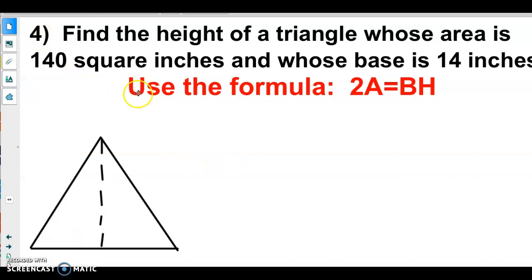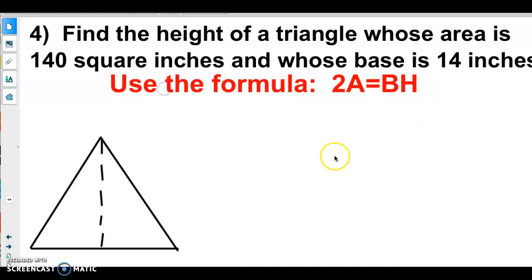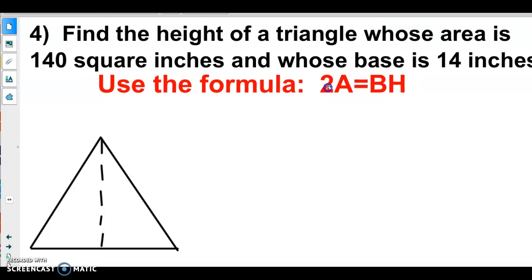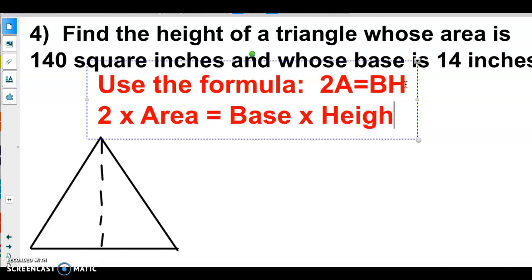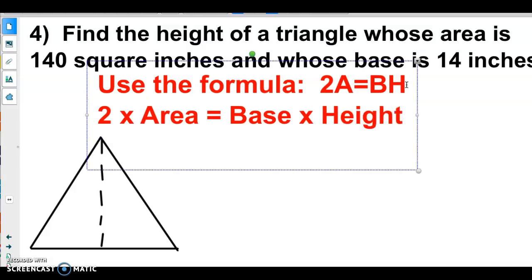Okay, the last part of this lesson, we are almost done, is when you are given the area of a triangle and you're asked to find the missing dimension, whether it be the base or the height. I actually created this formula for you. It's 2a equals bh, and we use this formula only when we're finding the missing base or height of a triangle and you're given the area. So here's how we use this formula. 2a means 2 times the area equals the base times the height. That's what that means.